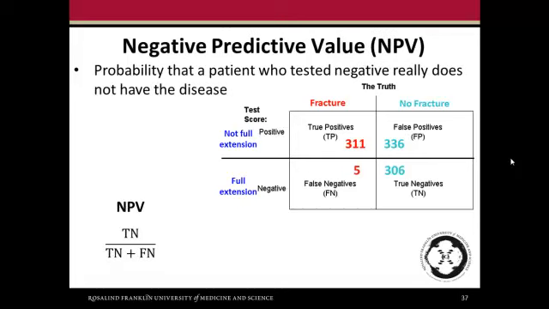Negative predictive value is the probability that a patient who tested negative really does not have the disease. So it's the true negatives divided by all of the individuals who were negative in the test. So it's 306 divided by 306 plus 5, which is 98.4%.